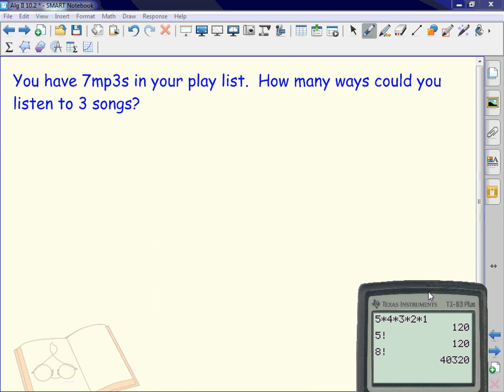All right, you have 7 MP3s in your playlist. So you just took all your songs, you put 7 of them in a playlist. How many different ways could you listen to just 3 songs?